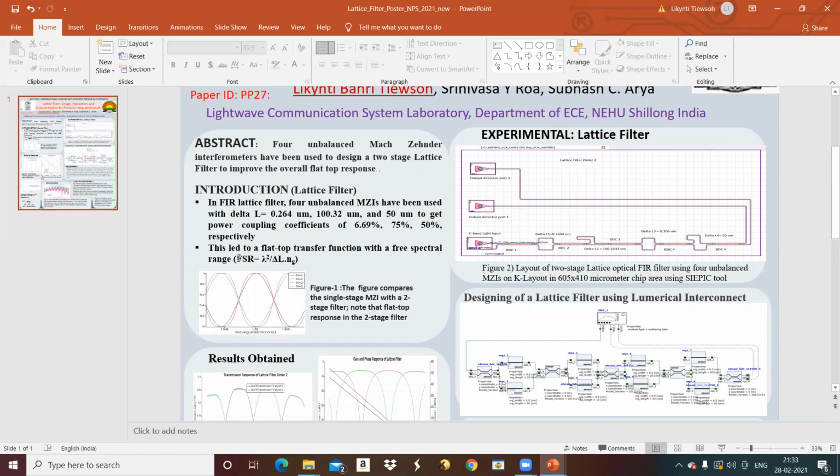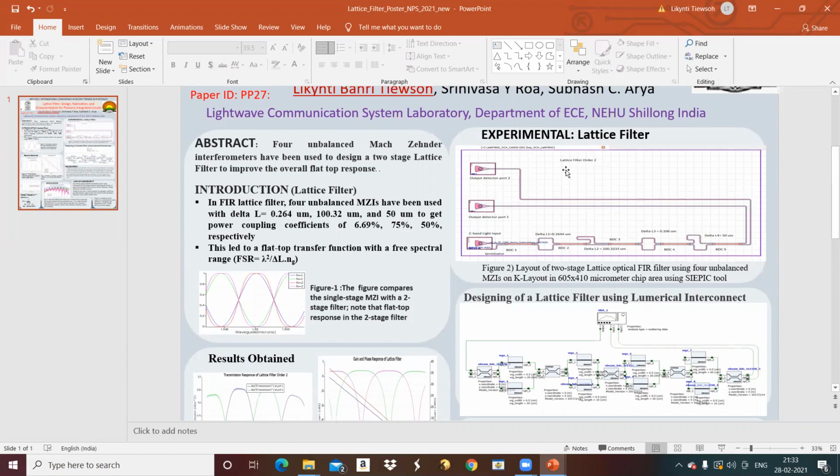This has led to a flat-top transfer function with a free spectral range, that is FSR, equal to lambda square by delta L Ng. As we can see from this figure, this graph compares the single-stage MZI with a 2-stage filter, and in the 2-stage, there is a flat-top response.